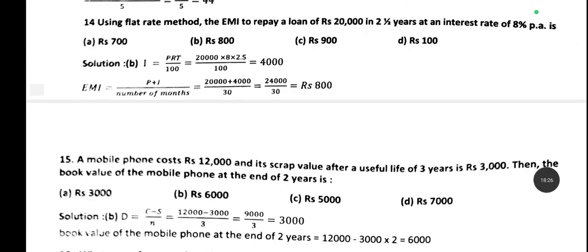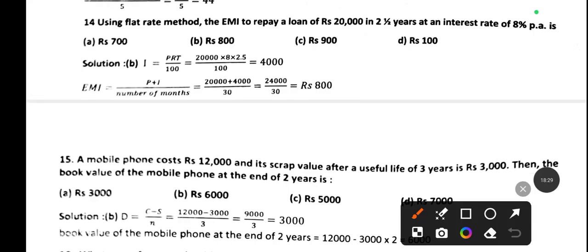These are repeated questions also. Using the flat rate method, EMI. They said flat rate method, the formula we know, children, is PRT by 100. Principal, rate, time by 100, you do it and you get 4000. So I is 4000. The EMI formula you know, P plus I by N. That N is the total number of months.